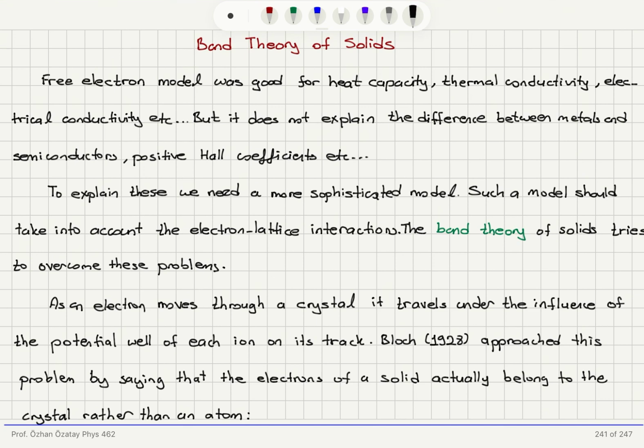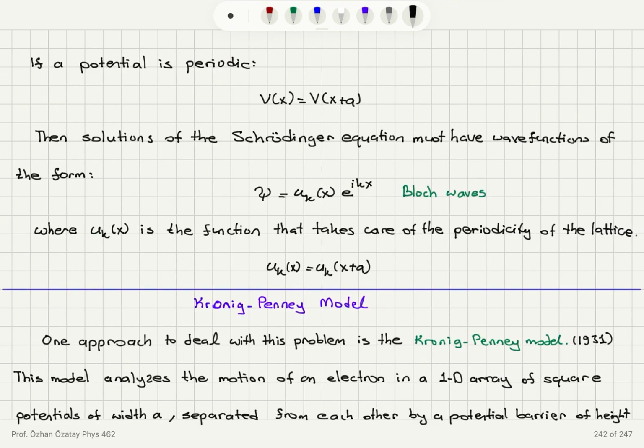Now, Bloch in 1928 approached this problem by saying that the electrons of a solid actually belong to the crystal rather than an atom. So we should consider the electrons to be part of the crystal. And if a potential is periodic, so we have these periodic potential wells as we travel through the lattice, in one dimension we will have V of x is equal to V of x plus a.